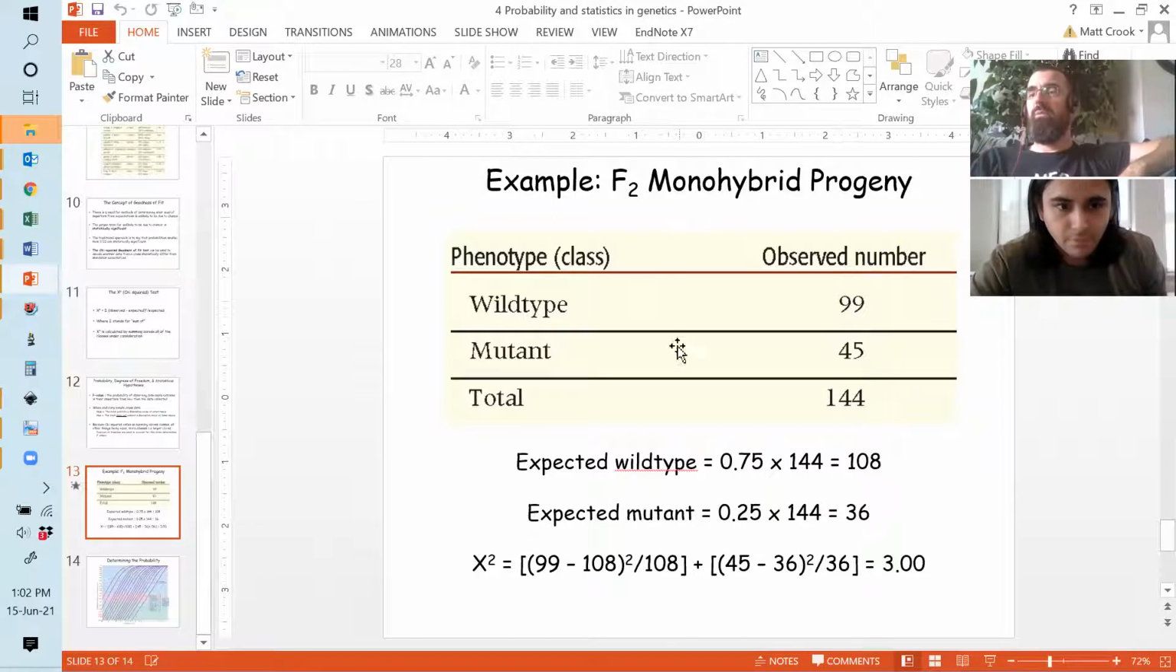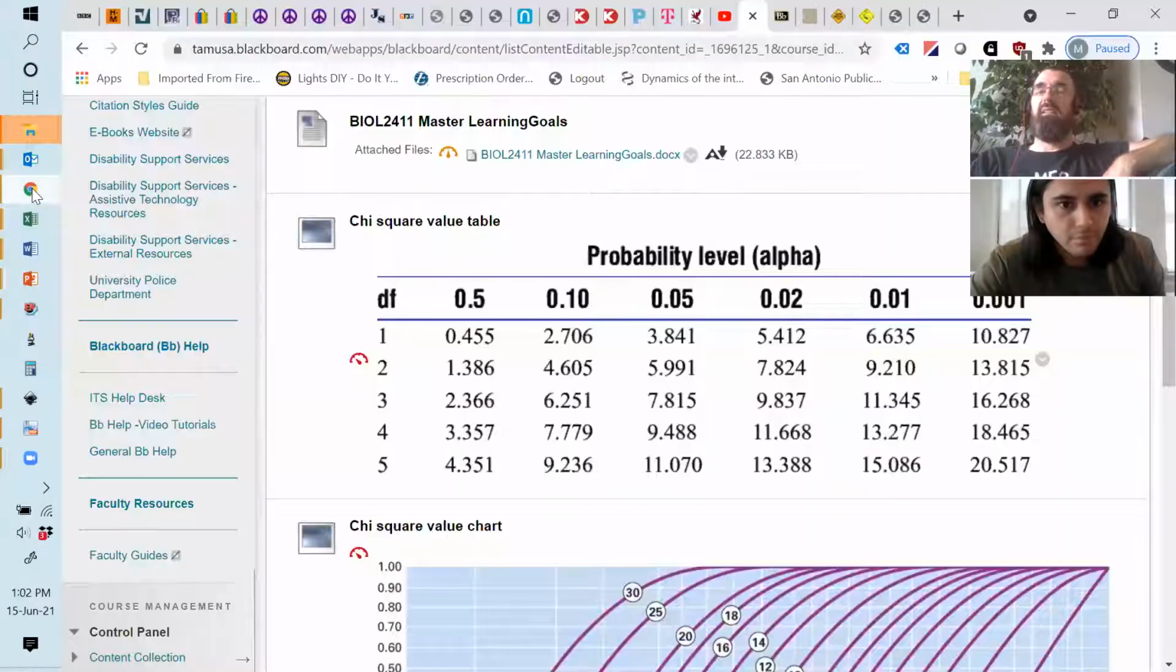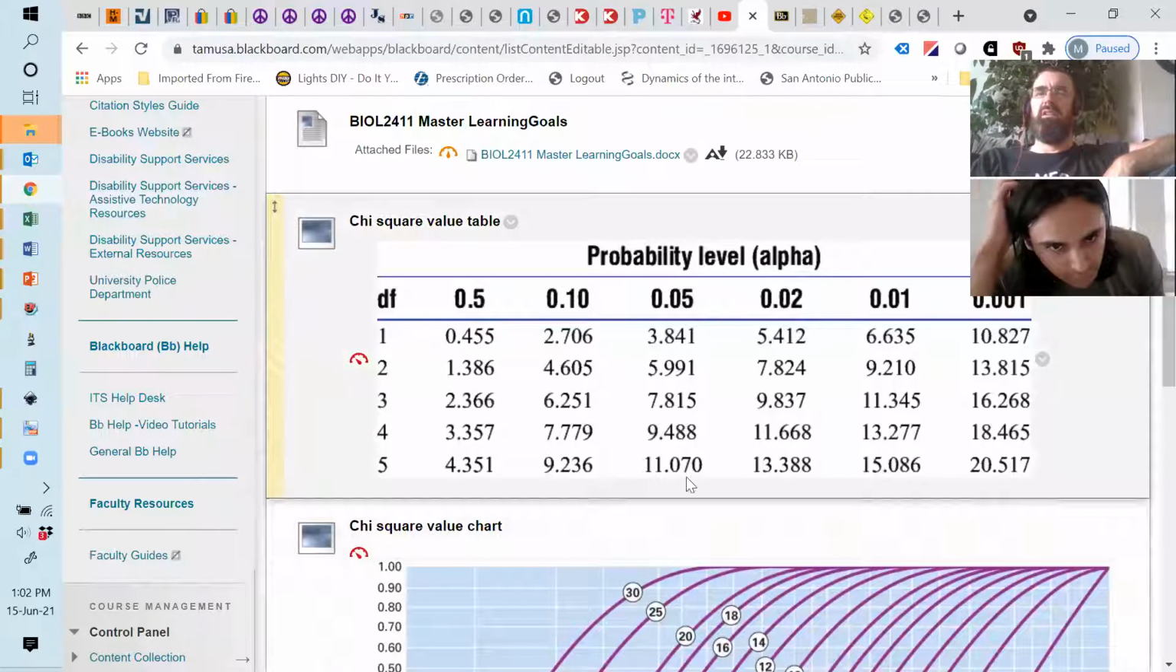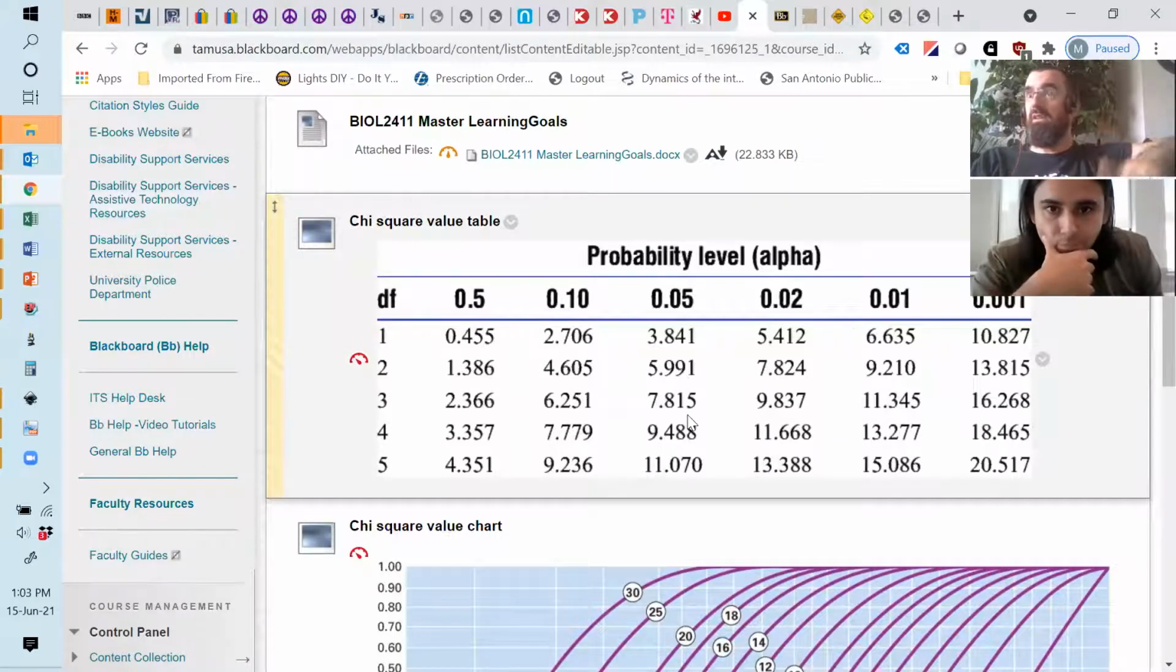So if you went through this problem, you get a chi-squared value of 3. You then need to work out your degrees of freedom, and then you need to take that to this table or chart. This is in the exams and quizzes section on Blackboard, because you'll be using it in the exam. And you look here and see where the value 3 lies on this row.